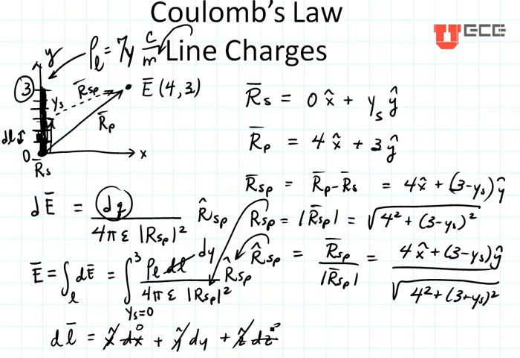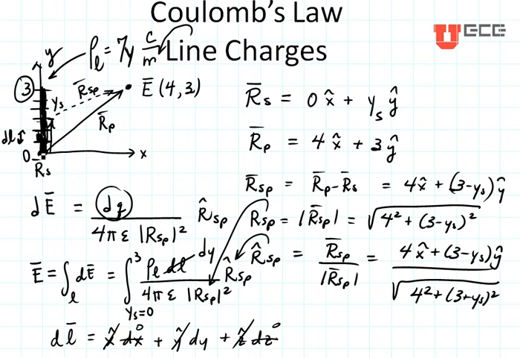We create a coordinate system and define an origin. Our origin was right here. We define rs, the vector between the origin and our source. We define rp, the vector between the origin and the point of interest, and then we subtract those two in order to find a vector from the source to the point where we want to find the electric field. We find the unit vector of the RSP and its magnitude in order to use them in Coulomb's law.